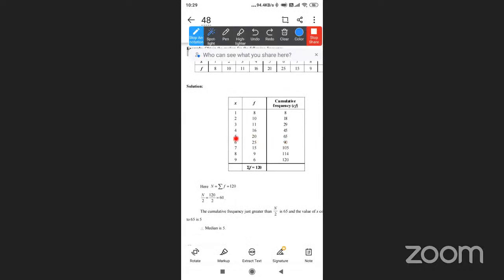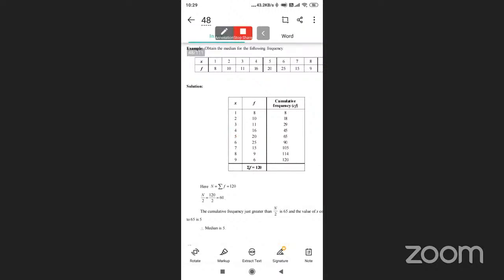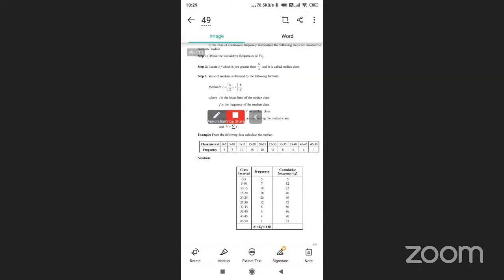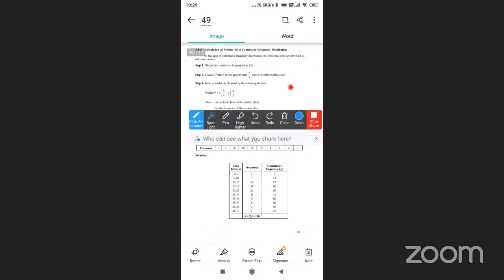That is the second procedure, calculating the median for a discrete frequency distribution. Now coming to the calculation of median for a continuous frequency distribution.